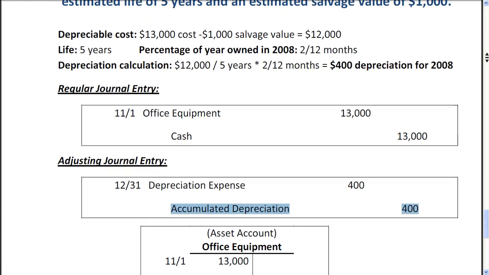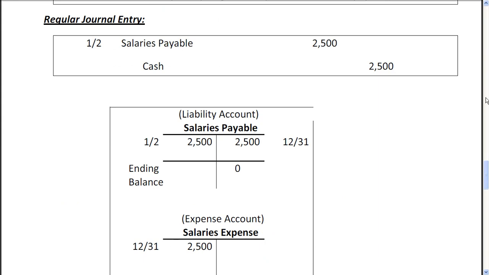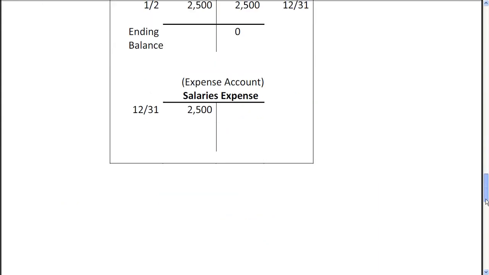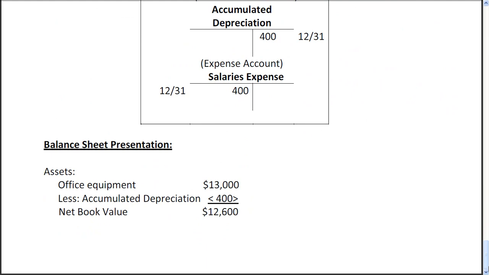Let's look at the balance sheet, how this looks at the end. This is probably the most helpful way to look at this. We'll have under assets, office equipment, $13,000, and less accumulated depreciation, $400. Our net book value, remember that term, is $12,600. So we're wanting to show what was the original cost of this item and how much we've written off so far. This will accumulate every time we write something off. It'll add to this. So it's very important to be comfortable with how this shows up on the balance sheet, and that'll help you with the journal entries made for depreciation.